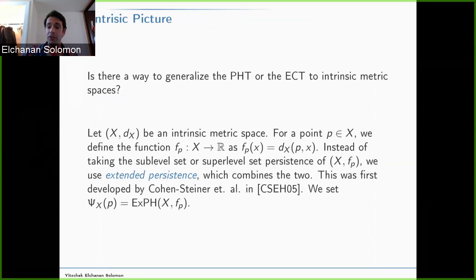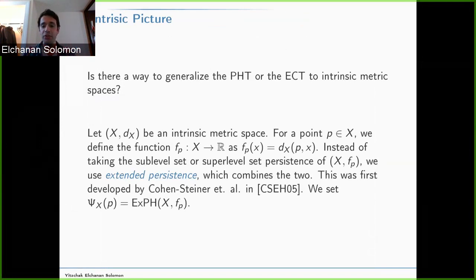And that gives you a family of functions on your space indexed by the space, because every point gives you a function. Now, instead of taking the ordinary sublevel set or superlevel set persistence, we're actually going to use both and combine them together. So this is something called extended persistence. It was defined by Cohen-Steiner and others. And there's a link at the end to the full paper.